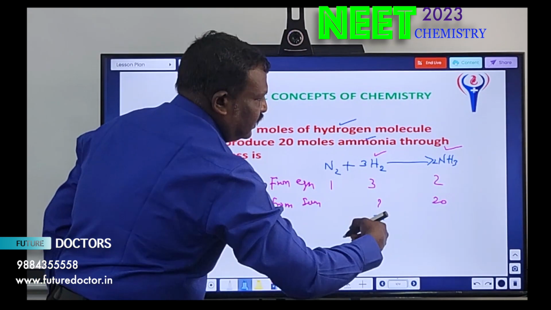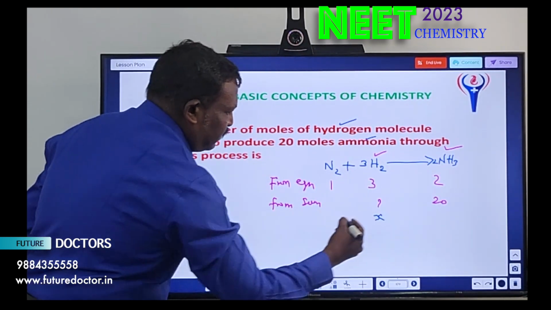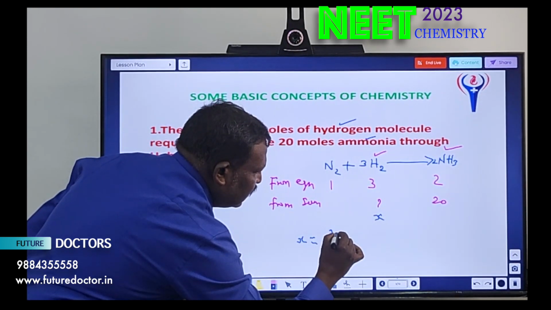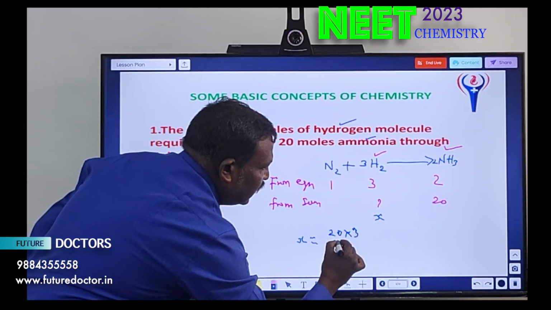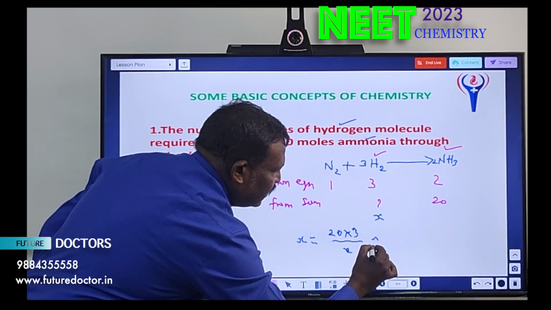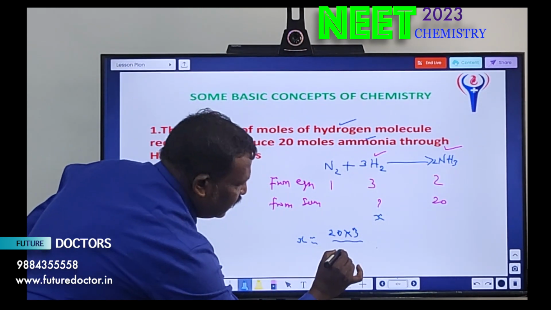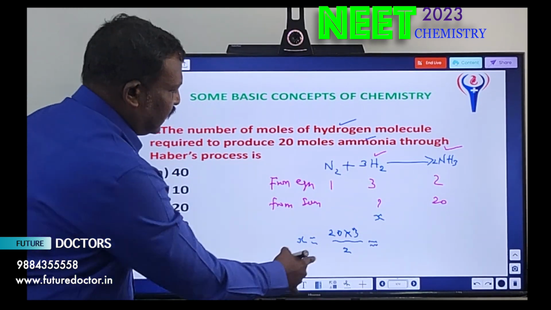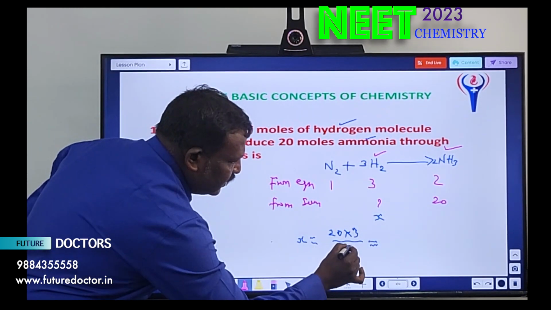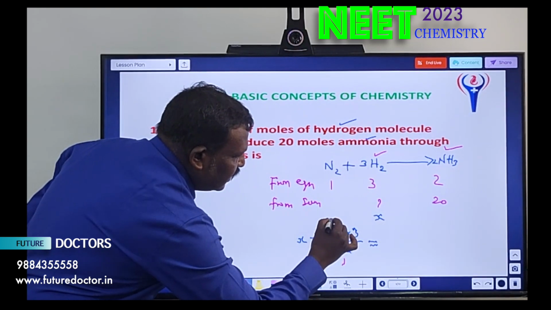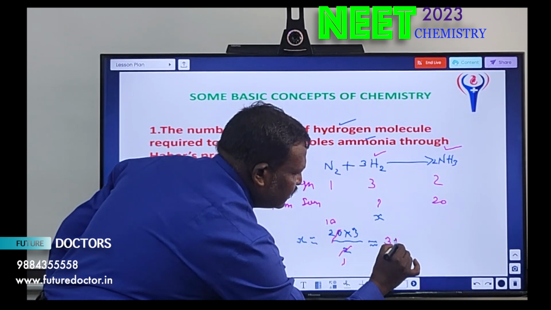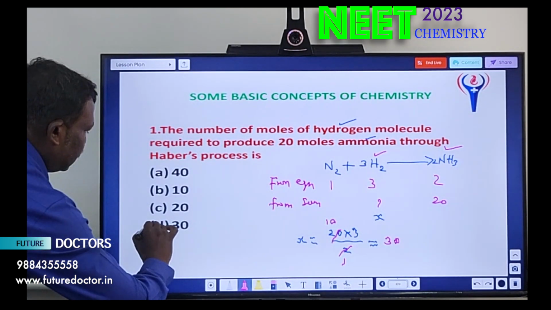Cross multiplication. X is equal to what? Just multiply 20 into 3 by 2. Cancel this one time. Here this will be 1 time, and this will be 10 times. 10 into 3, we have 30. Understood? Simple sum. So the answer will be 30. D is the correct one.